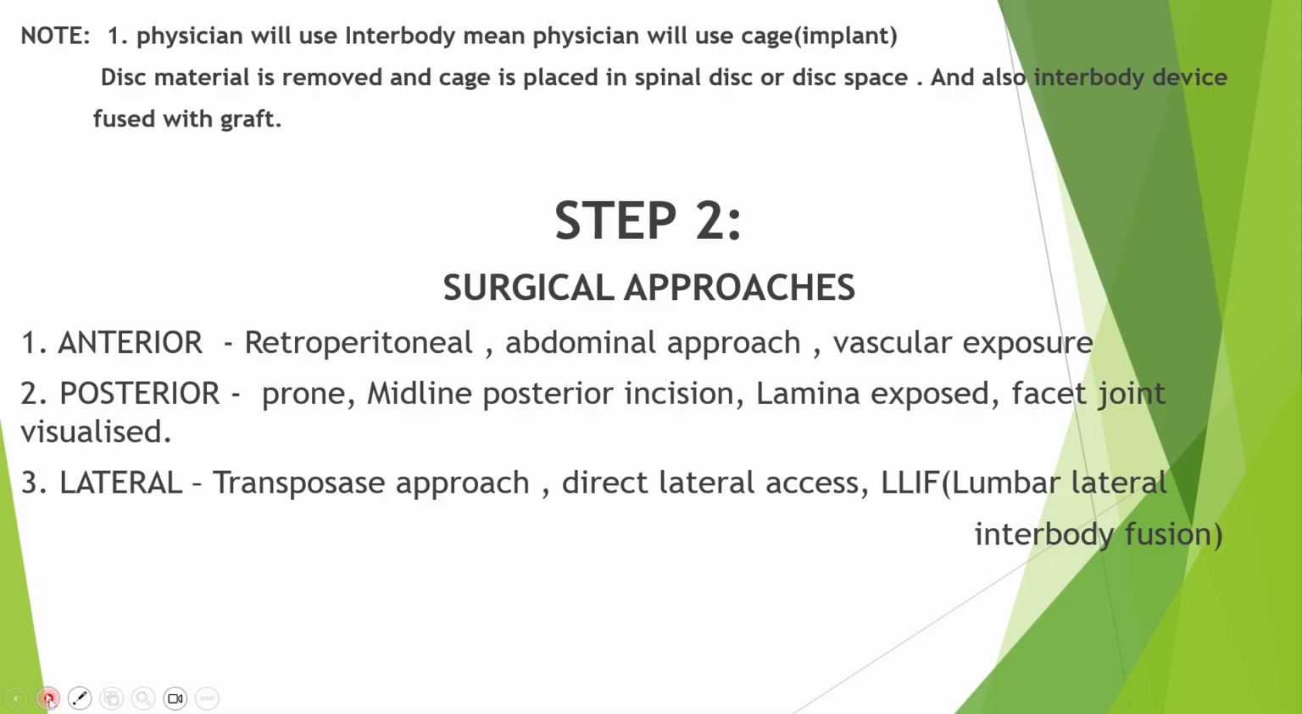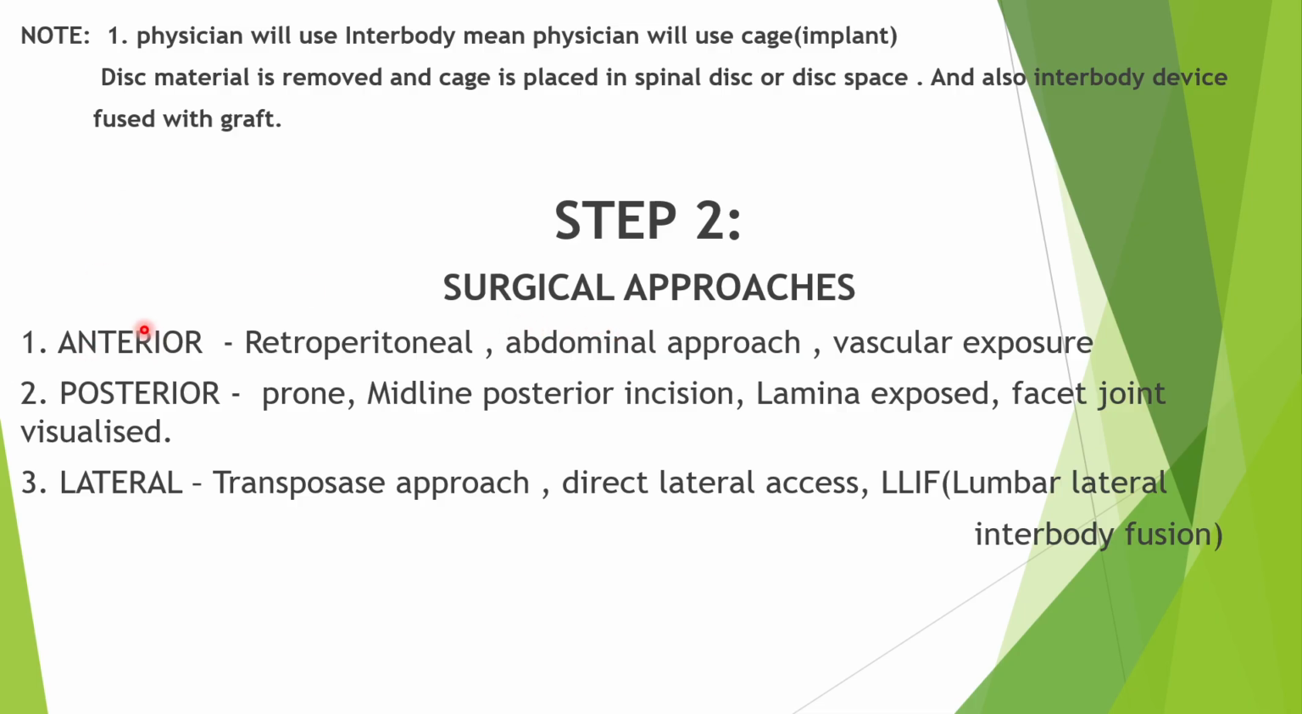Now coming to the next, step 2. Notice that the physician will use an interbody, which means the physician will use a cage. It means the physician will use the implant, the disc material is removed and the cage is placed in the spinal disc space, and also the interbody device is fused with graft. So this step 2 is the surgical approaches.